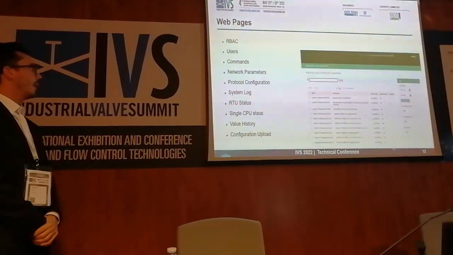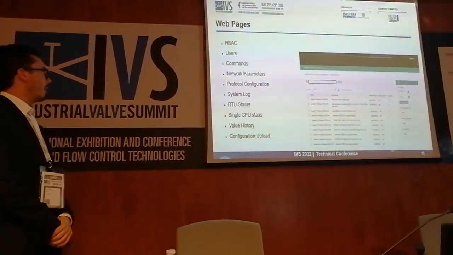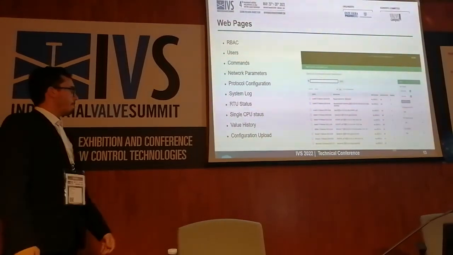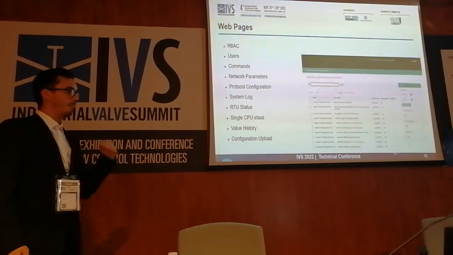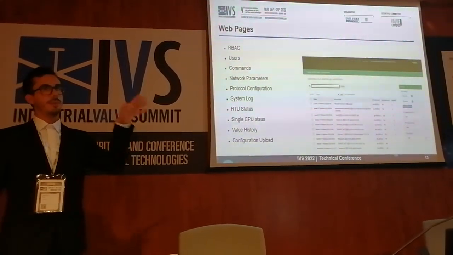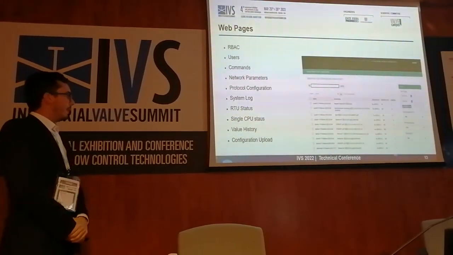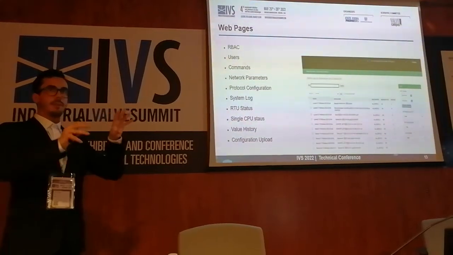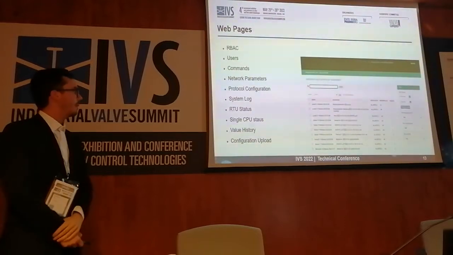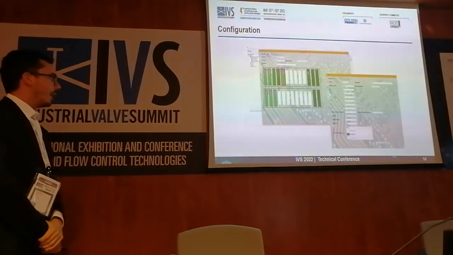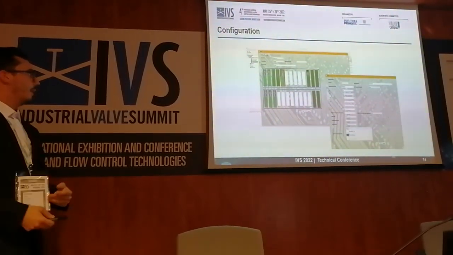As well, we can configure the network parameters, the protocol configuration, and then we have information about the status of the RTU, about the communication with other protocols, for example on the field side, if it's working or not, and the history of everything. So every point, every value, for example, that has history, you can see the history from this page, as well as configuration of the logic. And this one is an example of a tool that is used for the configuration.